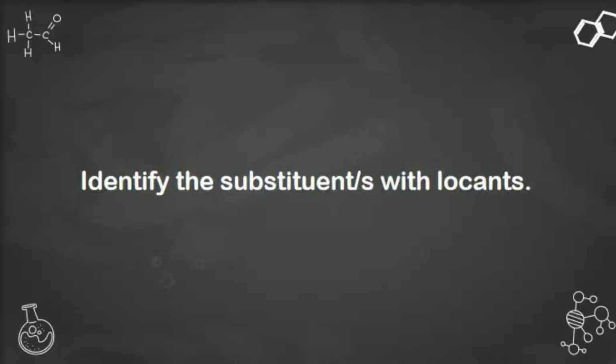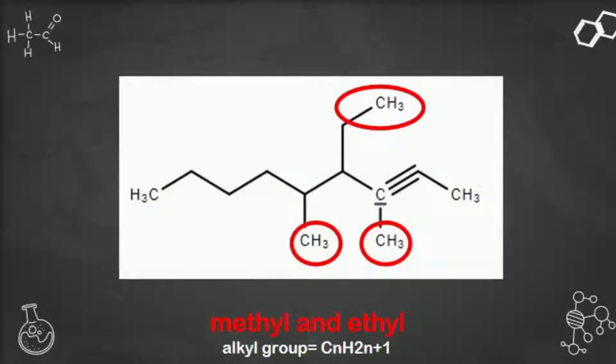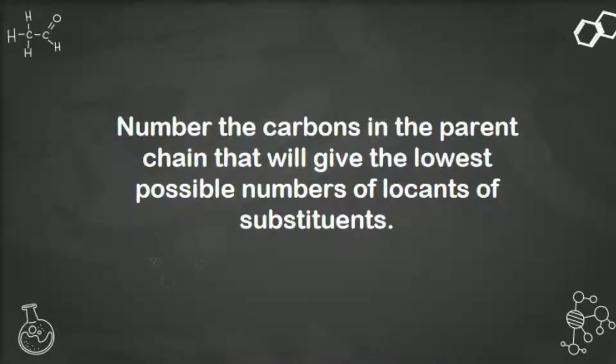Next is to identify the substituents with locants. Substituents are attached to the parent chain. Locants are the numbers that define the positions of the substituents and the triple bond. The substituents present here are methyl and ethyl. So we have 2 methyls and 1 ethyl. Methyl has 1 carbon and ethyl has 2 carbons. They are considered alkyl groups with the formula CnH2n+1.